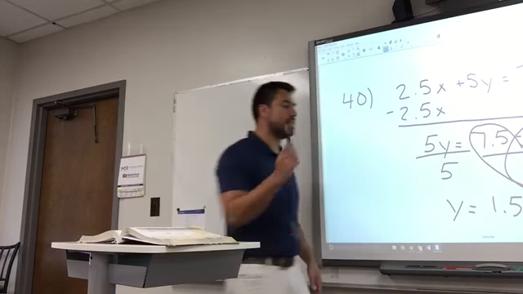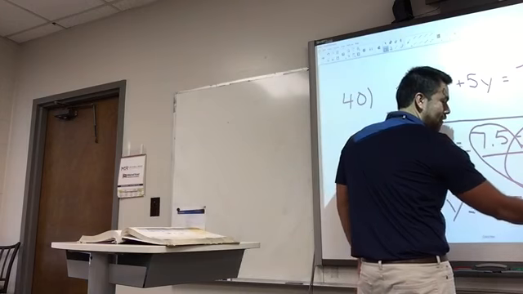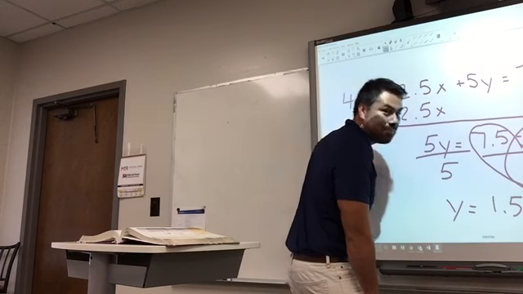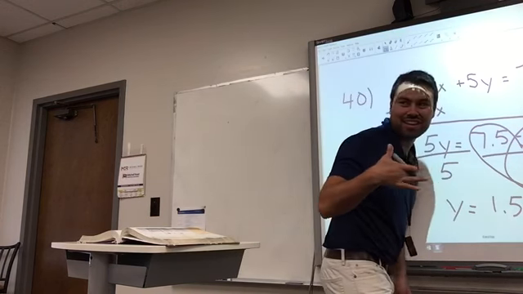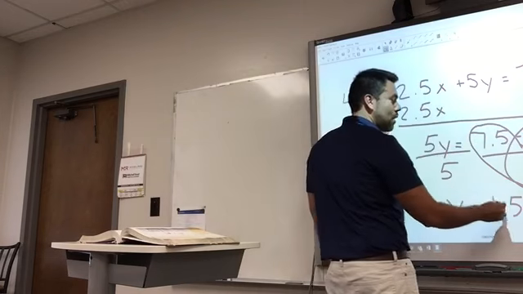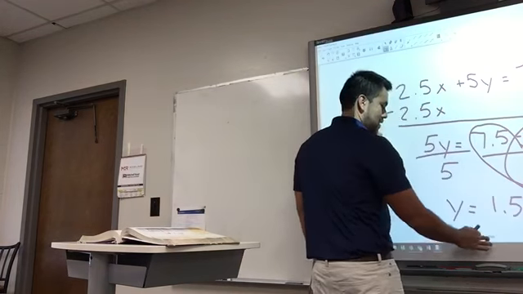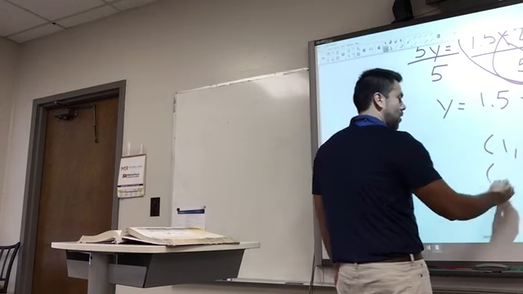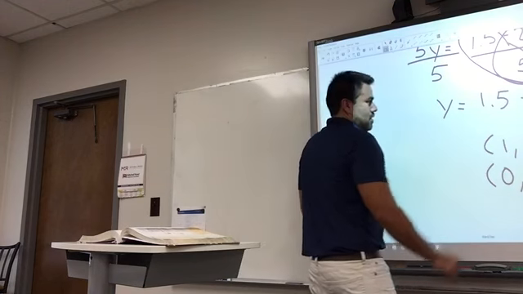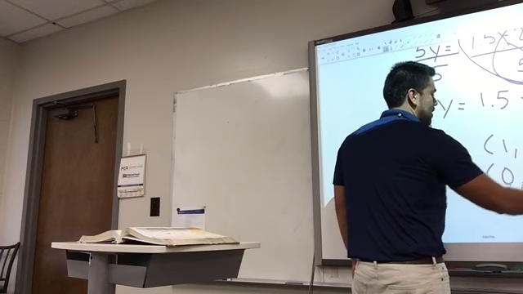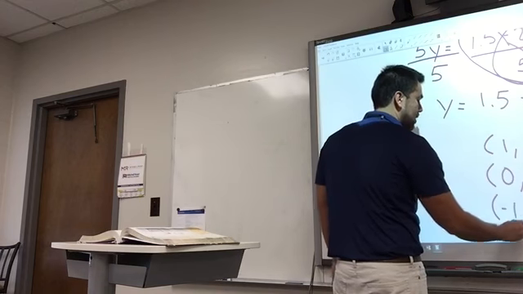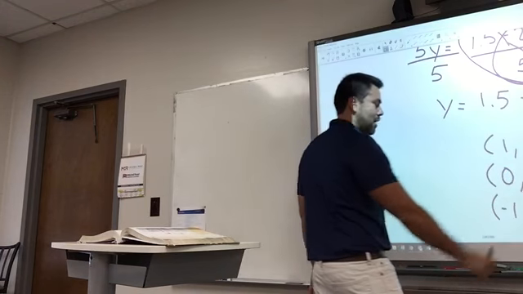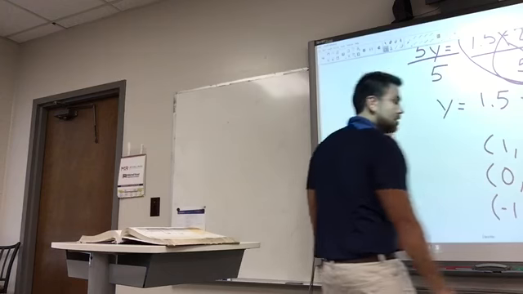And then 1 is even easier, because what's 0.5 times 1? 0.5. What's 1.5 minus 0.5? So you should get 1, 1. 1, 1 is good. What about 0? 0, 1.5. And then I think negative 1 is a good one. Negative 1 times 0.5 is positive 0.5. You get negative 1? Never mind. I was looking at a different problem. Okay.